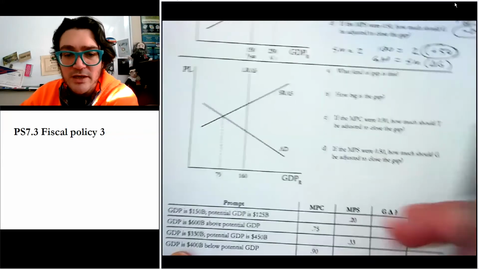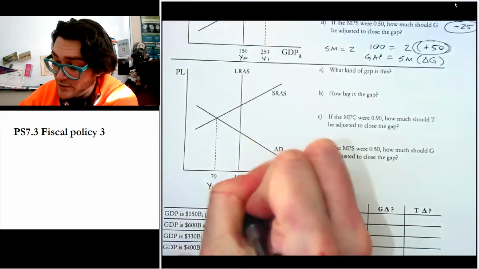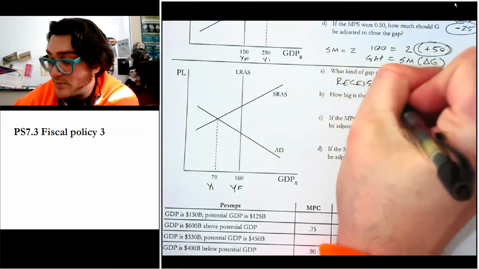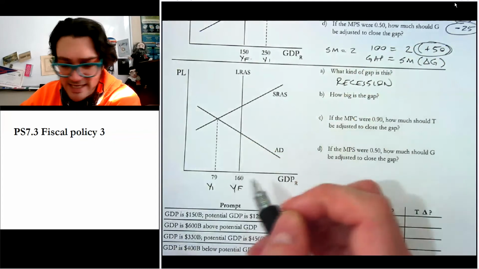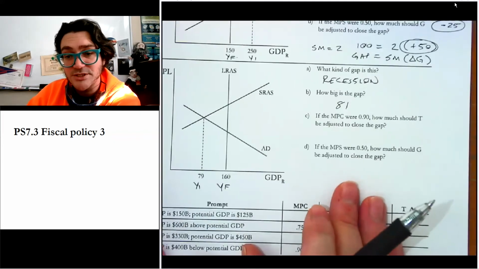All right, let's do the second one. And what kind of gap is this? Well, if we have Y1 down here and YF here, we know this is a recessionary gap. Recessionary gap. And we can just write recession. How big is it? 81. If the MPC were 0.9, how much should T be adjusted to close the gap?